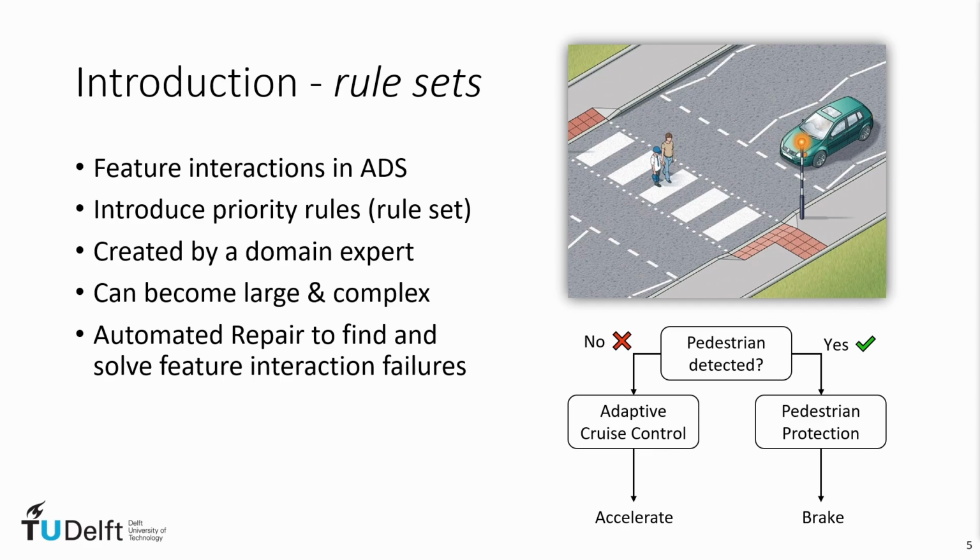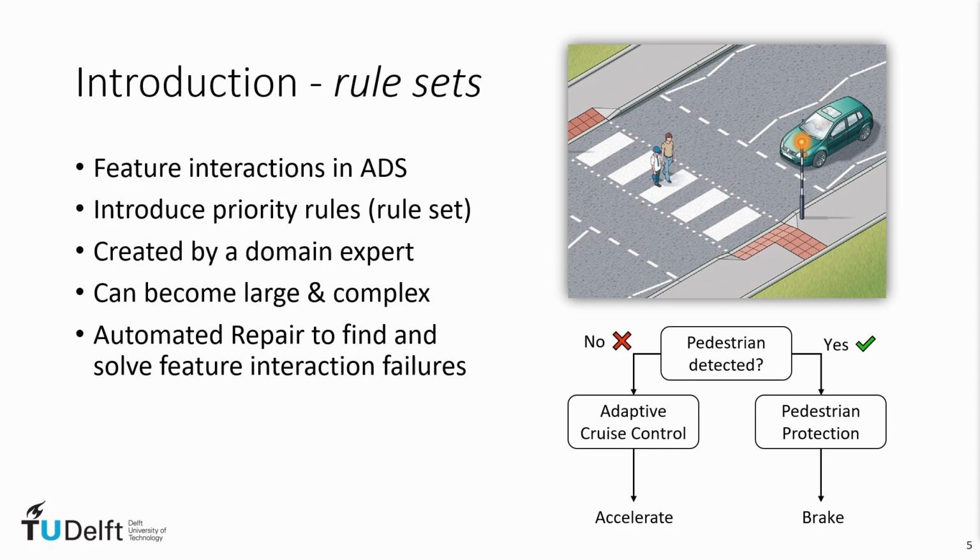So let's talk about rule sets next. So rule sets are a component of a rule-based autonomous driving system, where the rule set is part of the decision module. So a rule set will allow a decision module to prioritize the outputs of different modules. So what does that mean? Well, we have an autonomous driving system. You have multiple modules, and these modules might give some conflicting outputs.